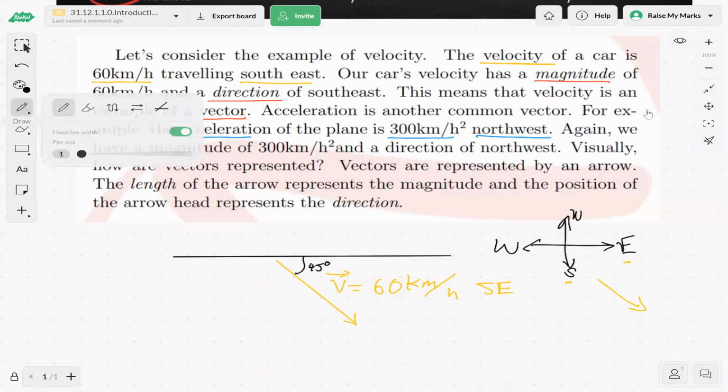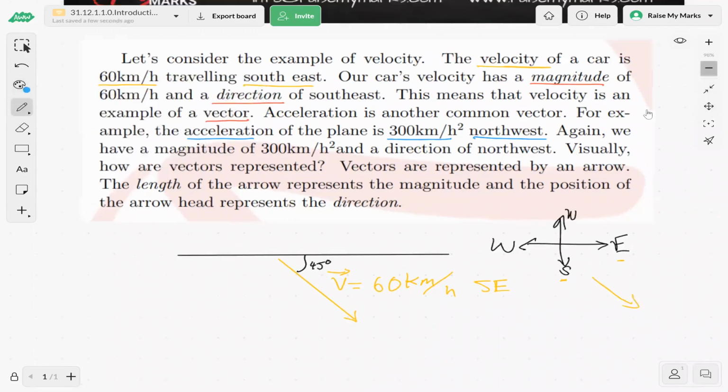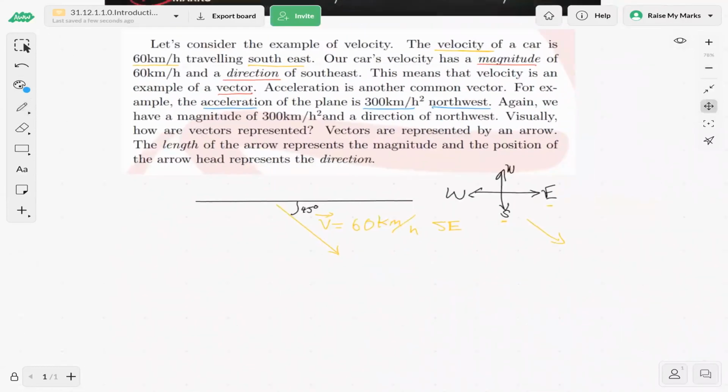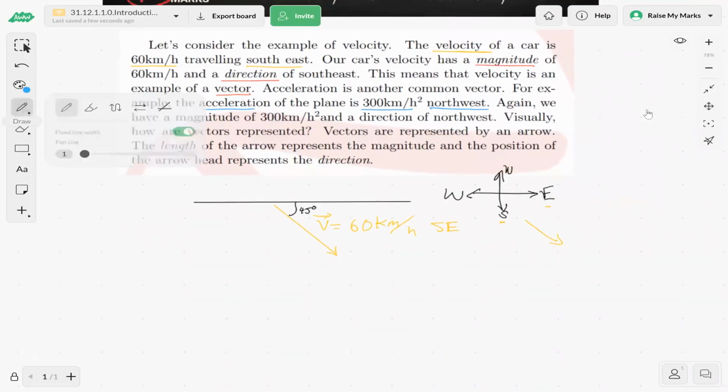Okay, that's our velocity. Now let's pick blue for our acceleration, a bit smaller. Our acceleration in this example is the plane accelerating at 300 kilometers per hour squared northwest. So again, where's our north and our west? Northwest is going to be going in that direction, so 45 degrees above the horizontal. And it's 300 kilometers per hour squared.